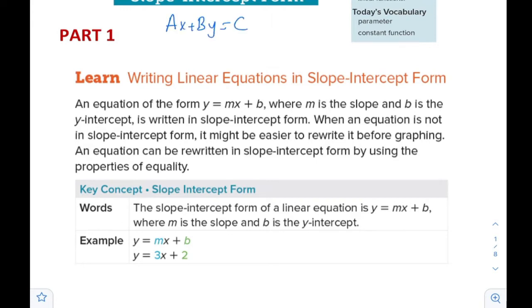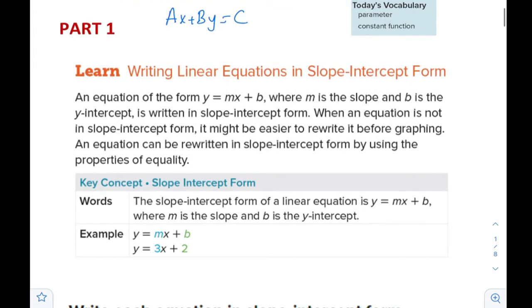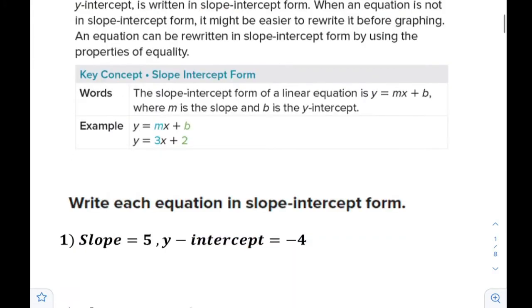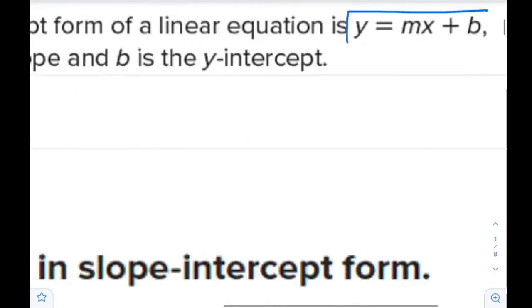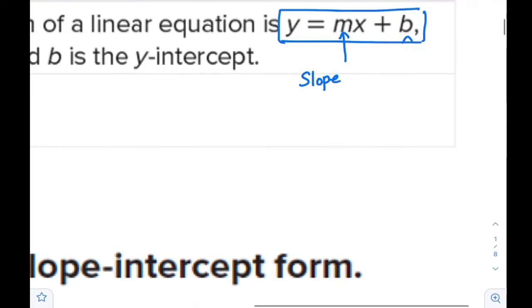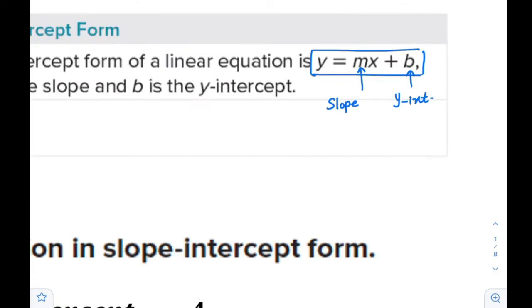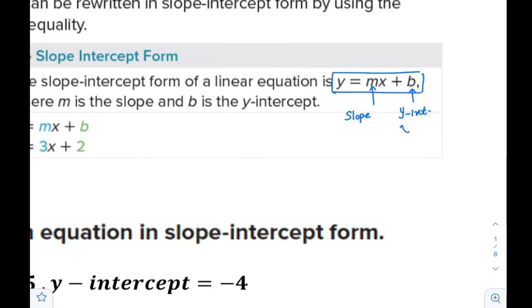That is the standard form. There is another way, which is today's topic, slope intercept form. This is the other way to write it. What is the slope intercept form? Slope intercept form is y equals mx plus b, and everyone should memorize that. M is the slope and b is the y-intercept, and not the x-intercept. It is the y-intercept. Y-intercept means x is 0.